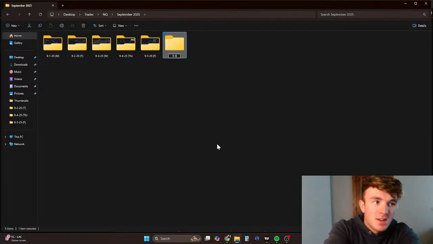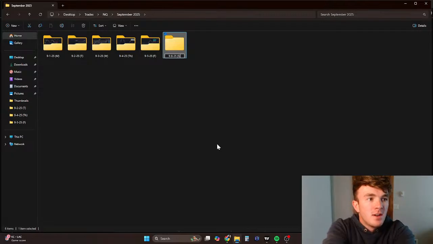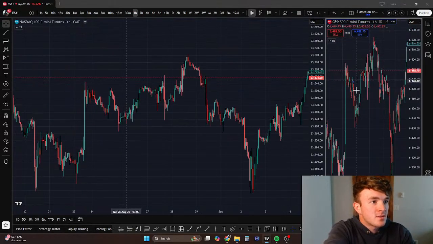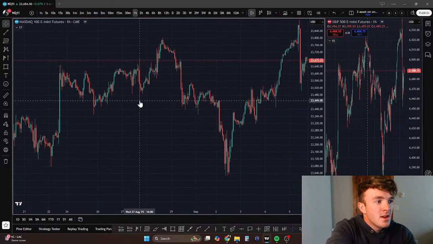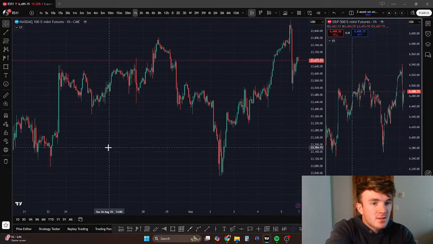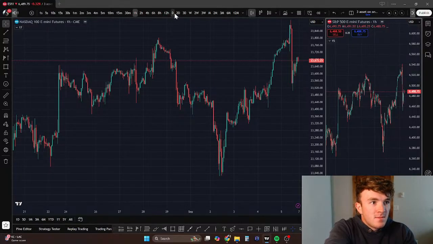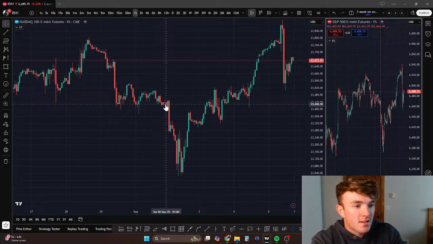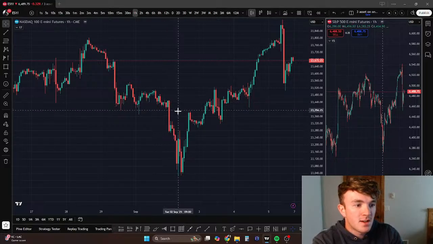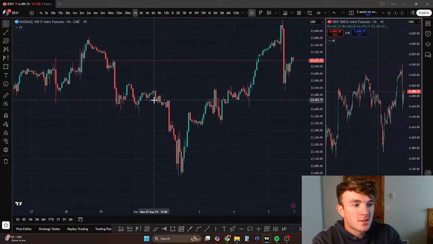Moving along. Making a new folder for Saturday, September 6th, 2025. There we go, Saturday. And let's just look at the week objectively. Let's see what happened, what we can learn from it. I do think this was a classic expansion week. You can see here that Monday, let's see, here's the true week open.